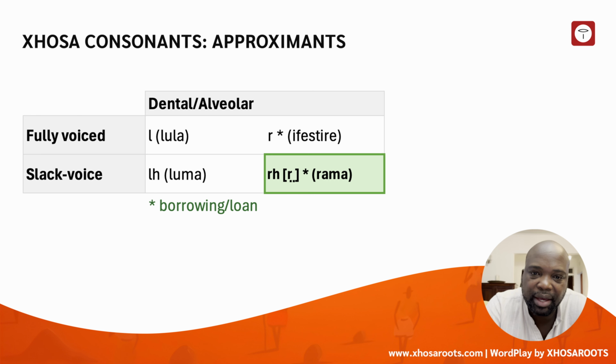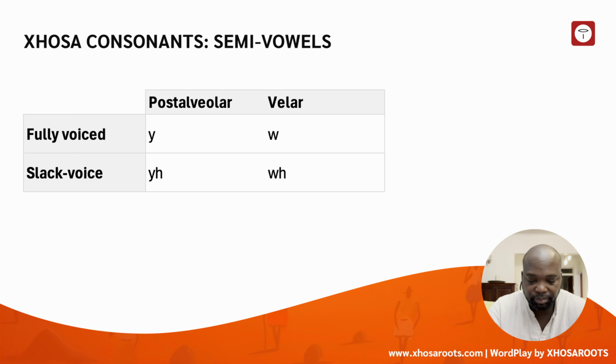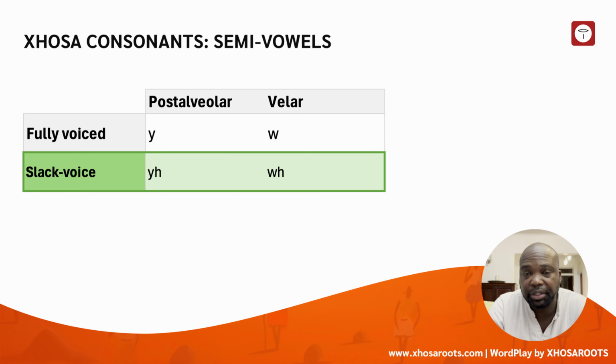Isi being the noun class prefix. We have lastly the semi-vowels, and these would be two types, postalveolar and the velar semi-vowels, and both come with two variations. One is fully voiced. The other variation would be the slack voiced version, which engages the larynx, like in the production of the sound.